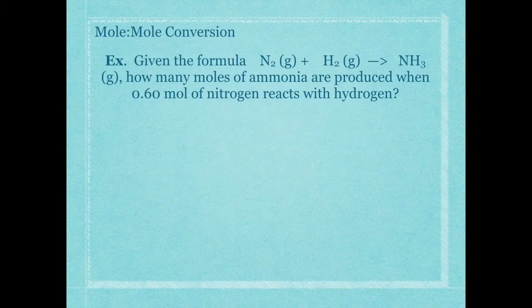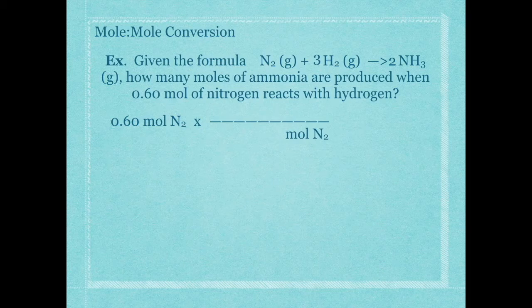If I give you this reaction and I ask you how many moles of ammonia are produced when 0.60 moles of nitrogen react, the first thing that I have to do is balance. So to balance, I'm going to put a 2 in front of ammonia and a 3 in front of hydrogen. Now I'm going to convert. So I start with my given, which is 0.60 moles of N2, and I'm going to convert into moles of ammonia, NH3. So I'm going to put moles of nitrogen on bottom, moles of NH3 up top.